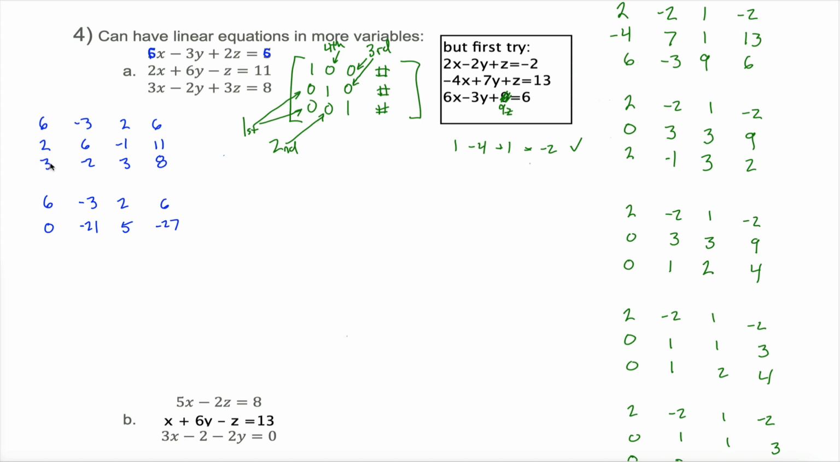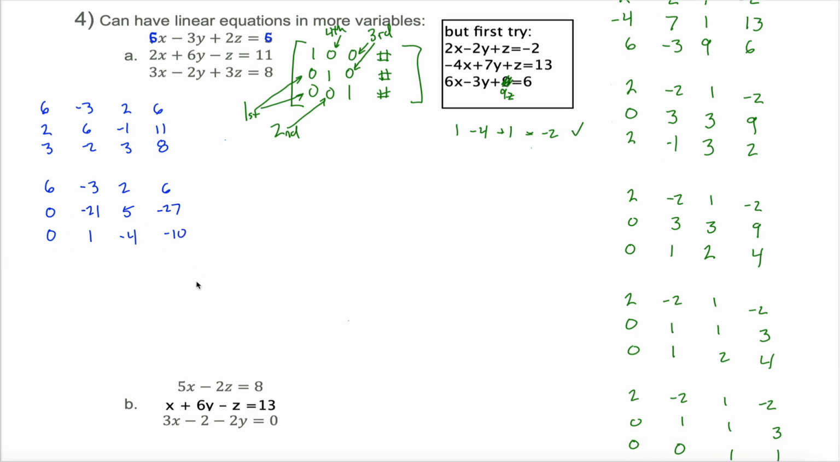Well, we can zero out this row using our first row by taking the first row and subtracting 2 times the third row. So 6 minus 2 times 3 is 0. Negative 3 minus 2 times negative 2 is negative 3 minus negative 4, which is negative 3 plus 4, which is 1. And then 2 minus 2 times 3 is 2 minus 6, which is negative 4. Finally, in this spot, we got 6 minus 2 times 8. So 6 minus 16, which is negative 10.